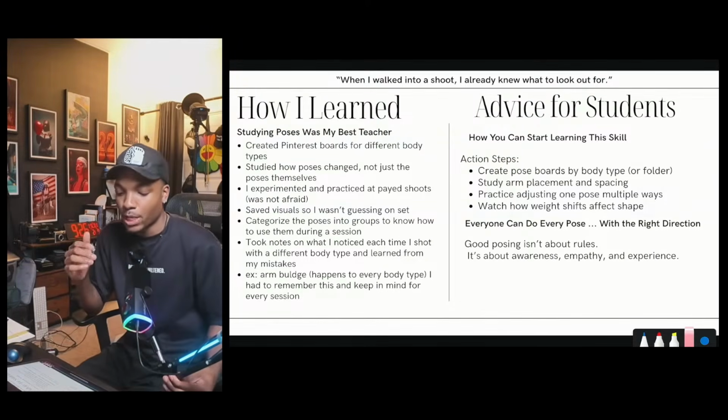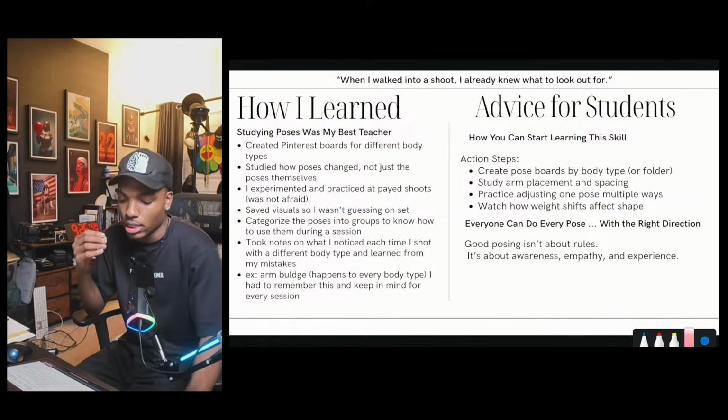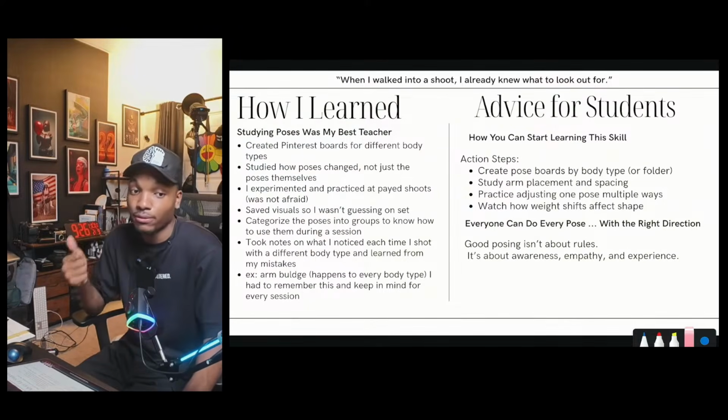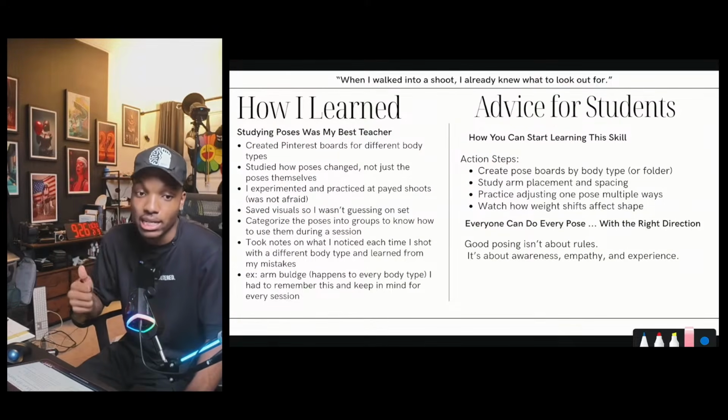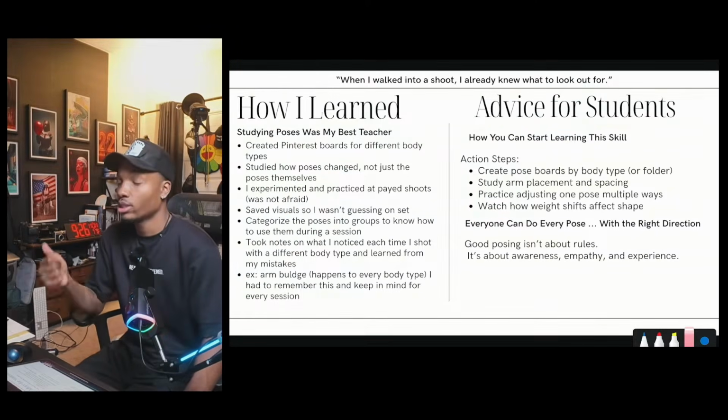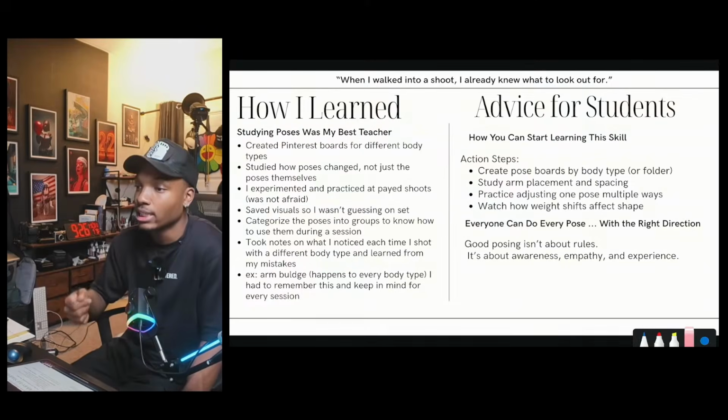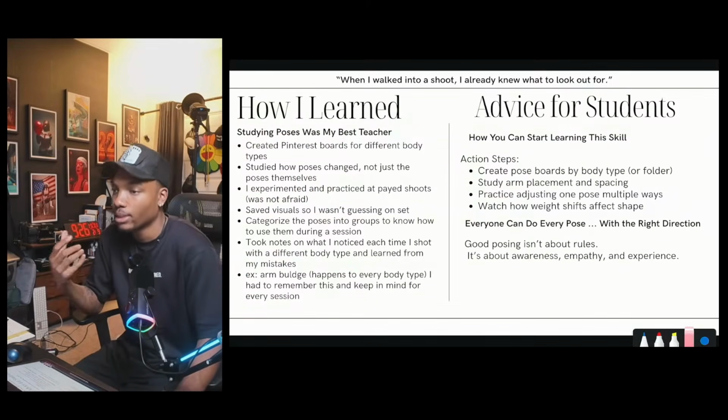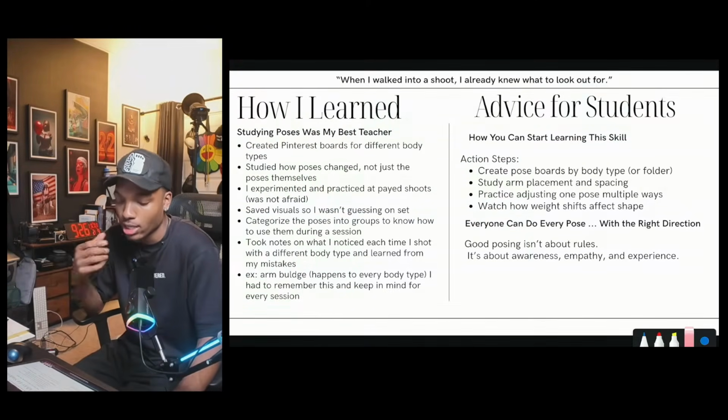So I definitely experimented, and I made sure to save visuals so that I wasn't guessing while I was on set. I would save images that I had taken before to try again with a different client. I had saved images to Pinterest boards to try with different clients. I was constantly playing, I was constantly practicing, right?